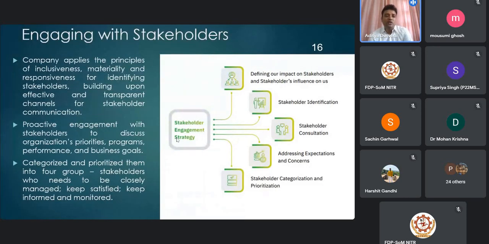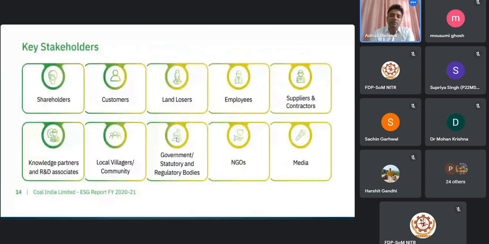Now coming to the stakeholders part, engaging with the stakeholders. We have major stakeholders like employees, shareholders, customers, land users, suppliers and contractors, knowledge partners, local villagers, government, statutory regulatory bodies, NGOs, and media. With suppliers and contractors, and with media, we have regular interaction.